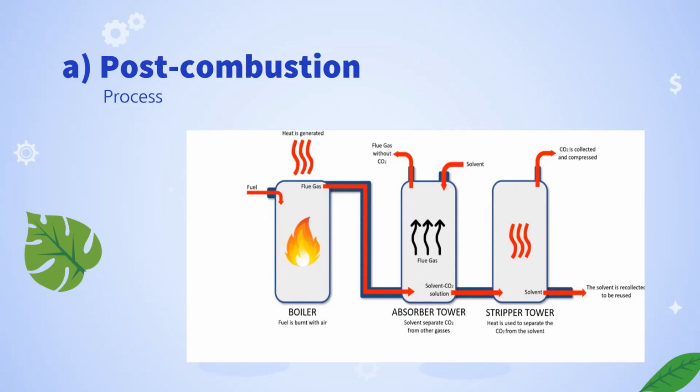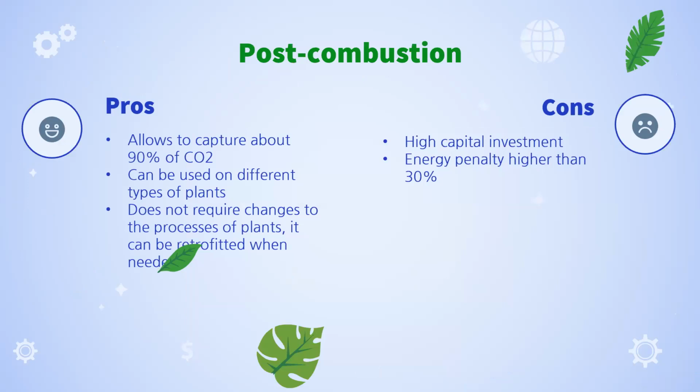So this would be the post-combustion process, and it's the most common process today. It allows to capture about 90% of CO2 and can be retrofitted to plants, which is very useful as it differentiates it from the other processes. Now, of course, there are some cons with it, and this is the high capital investment and the energy penalty, which is higher than 30%. So basically using that post-combustion process would be using 30% of the full facility's energy.